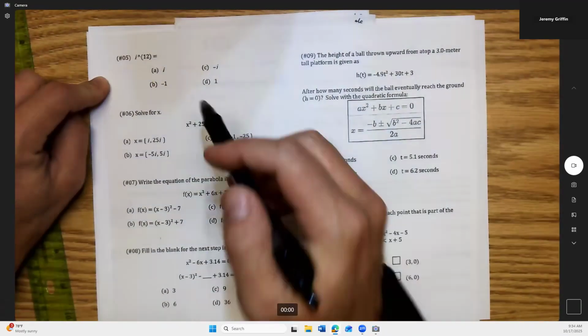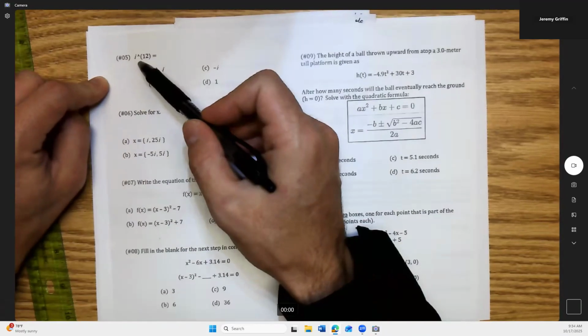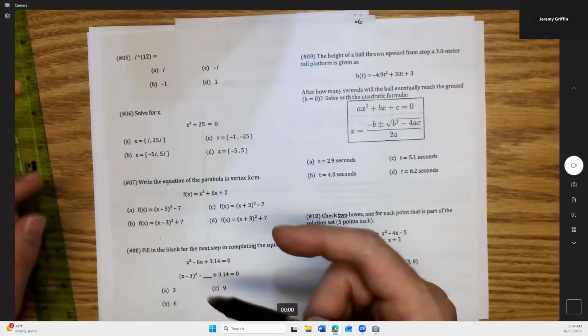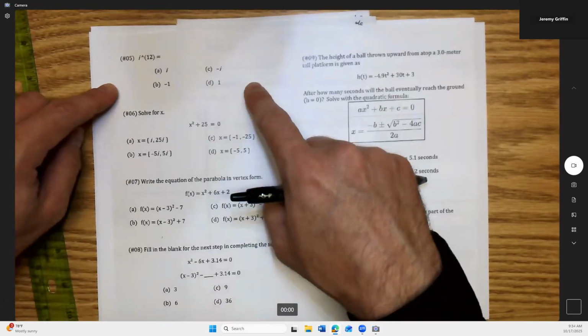Number five. Guys, what is i? i is the square root of what? Negative one. If you know i is the square root of negative one, I bet you can figure out everything else from there.